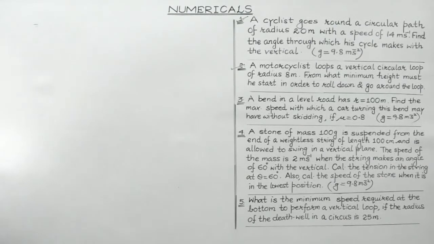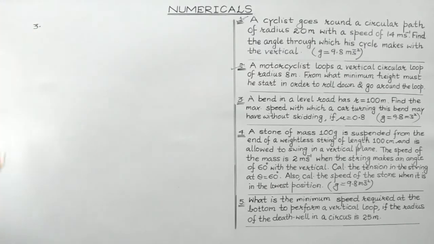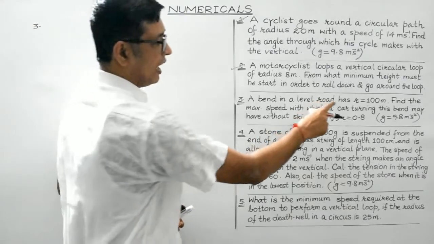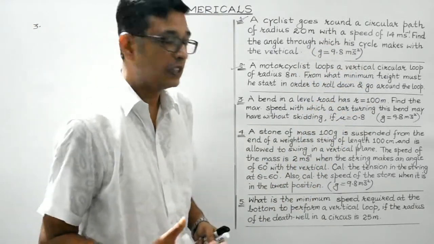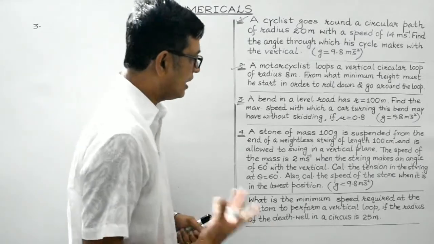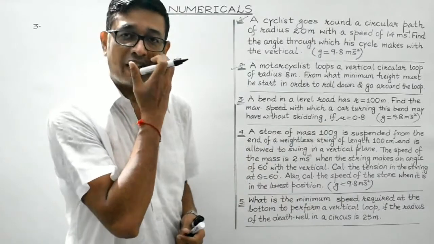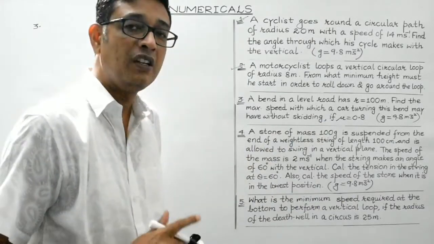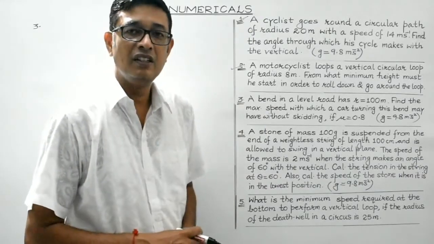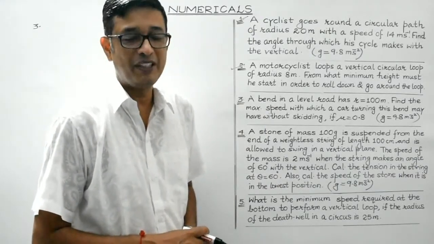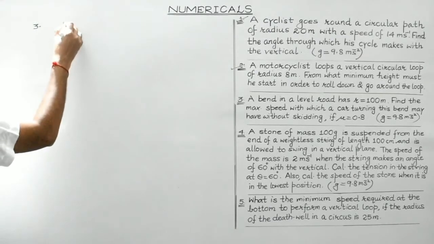Let me read the question for you. A bend in a level road has a radius of 100 meter. Find the maximum speed with which a car turning this bend may have without skidding if the coefficient of friction between the tire and the road surface is given to be 0.8, and small g, which is the acceleration due to gravity, is to be considered as 9.8 meter per second square. Right? So let's write down the given information.